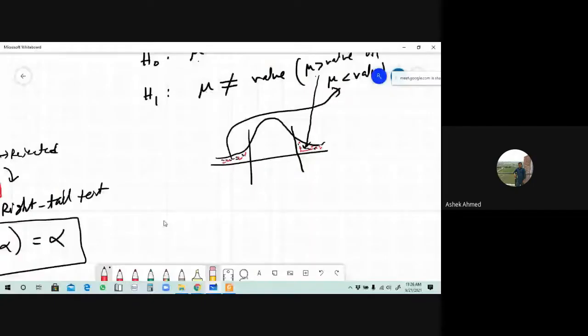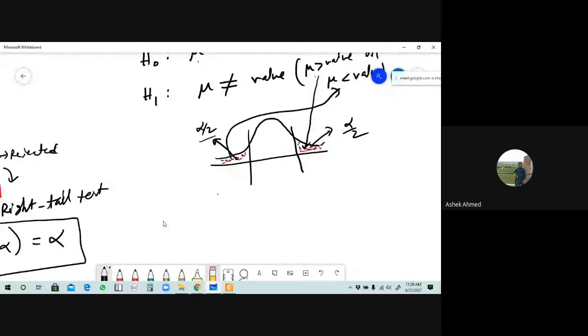Total area of the rejection area will be... right? So this area will be alpha by 2 and this area will also be alpha by 2. Then alpha by 2 plus alpha by 2 means what? Alpha, right? Yes sir. The sum of the two, alpha by 2 plus alpha by 2, is alpha.